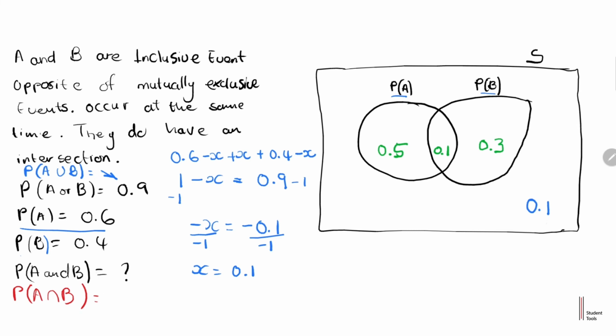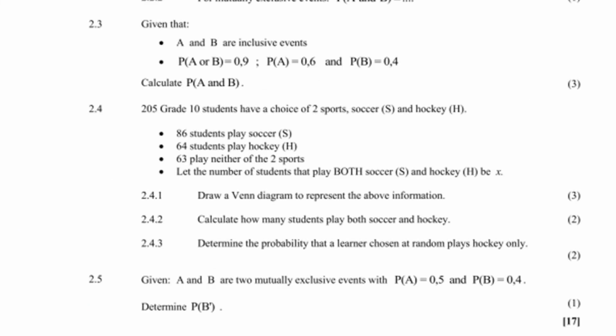So let us not forget what the question required of us. The question required that we determine the probability of A and B, which is the same as the intersection of A and B. Here we determined that it's 0.1. So here we have 0.1 as our final answer. The probability of A and B is equal to 0.1. Okay, now we are done with 2.3. Let us move on to 2.4.